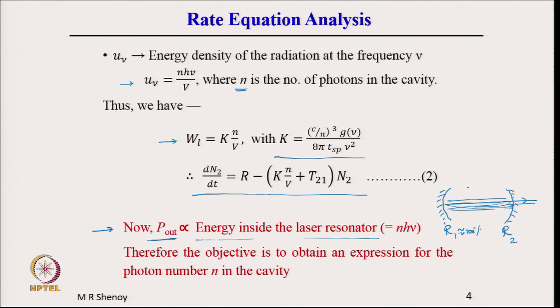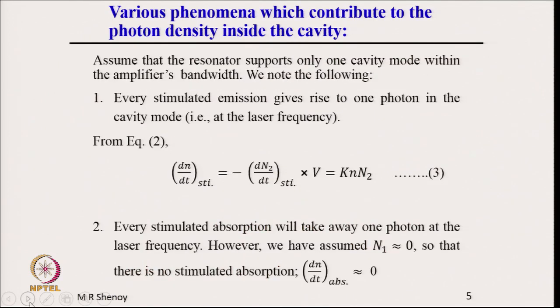Therefore, if n is the steady state photon number in the cavity, then the amount of output is proportional to n. Therefore, the objective of this talk is to obtain an expression for the photon number n in the cavity. So, in this lecture we will obtain an expression for the photon number n in the cavity.